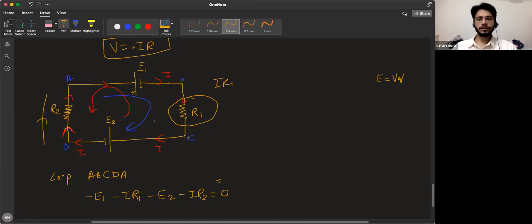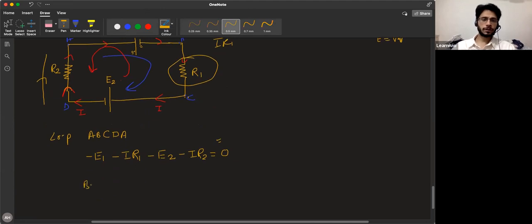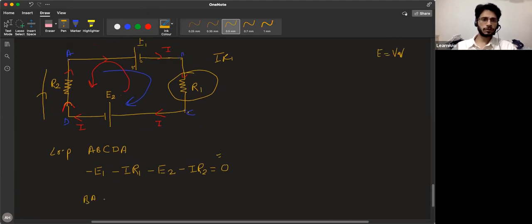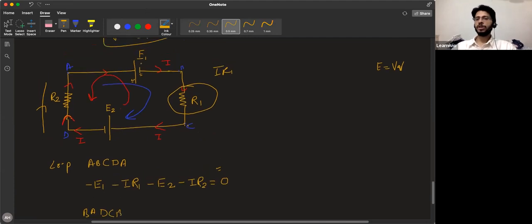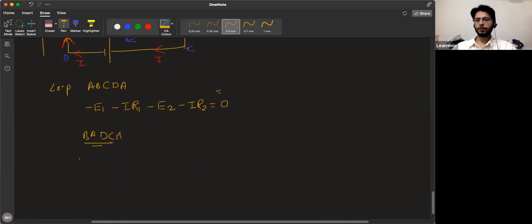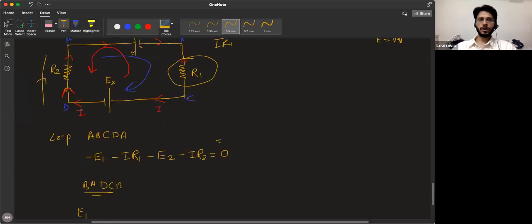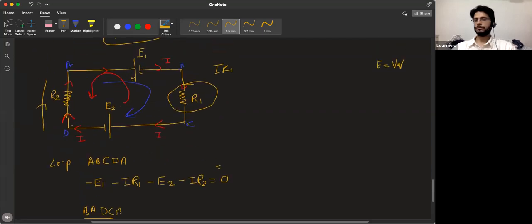Let's start with Kinza. It's the first class of Kinza with us. Yes, Kinza, tell me, we are going from B to A. This EMF of the cell, is it a rise or fall in potential? Rise in potential. Should it be negative or positive? Positive. Positive, very good. Then we come from A to D.